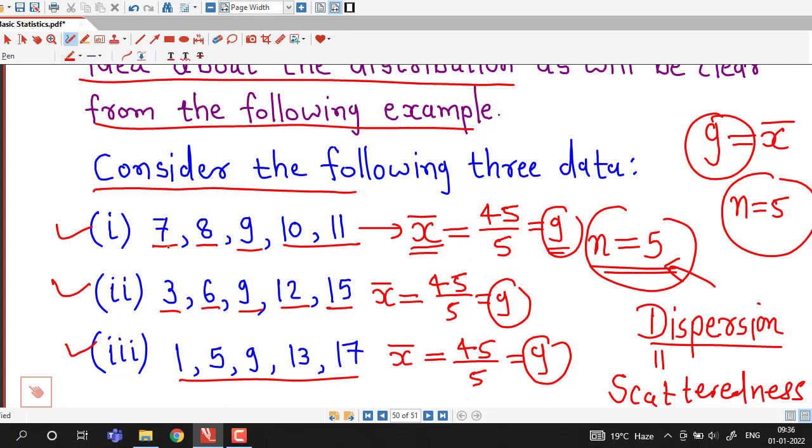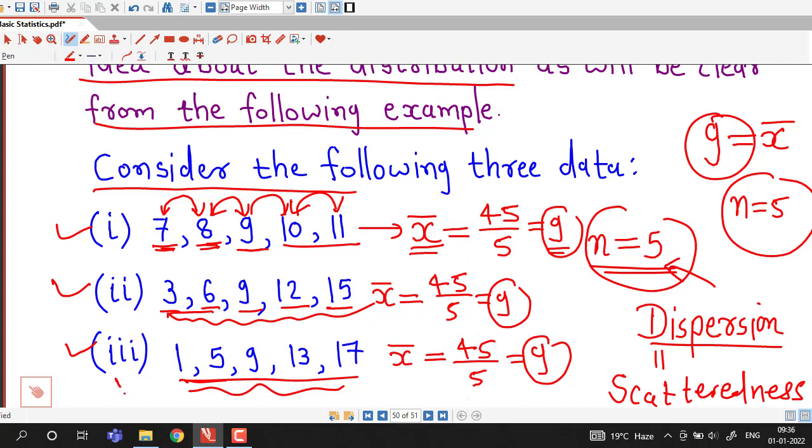For example, if we check this, then here the variation between any two observations in this data is less as compared to this data and this data. Here we can see the difference is 1, here the difference is 3, and here the difference is 4.